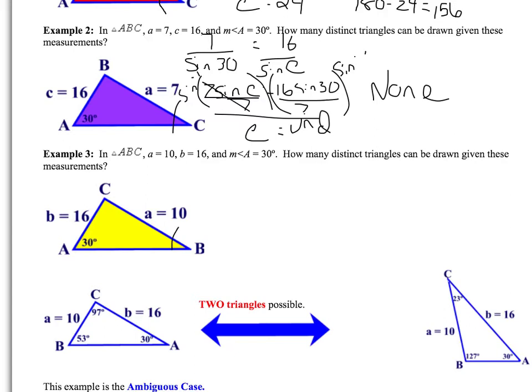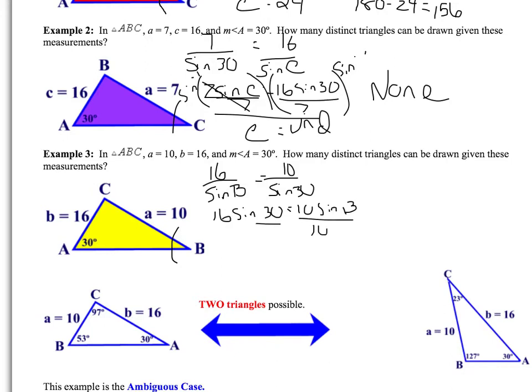Now, given this information, let's find angle B. For the third example, we're going to have 16 over sine B is equal to 10 over sine 30. Cross multiply. Divide by 10. And take your inverse sine.